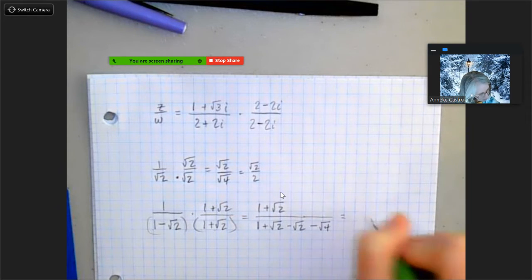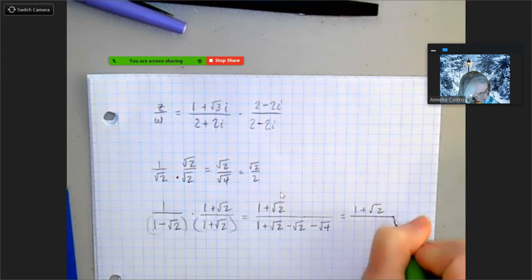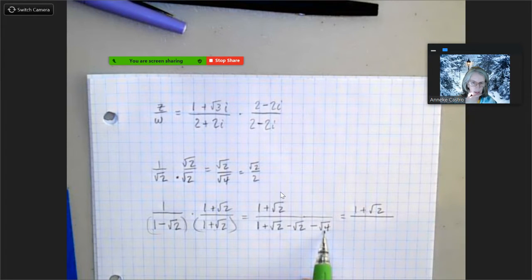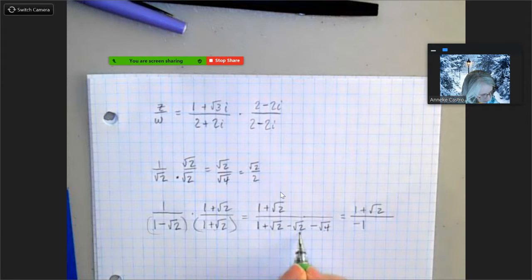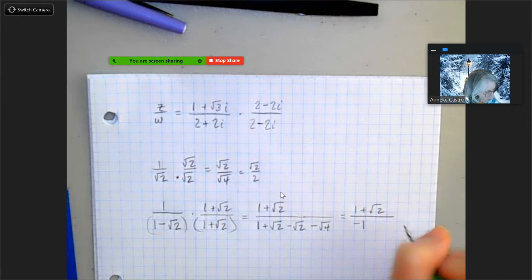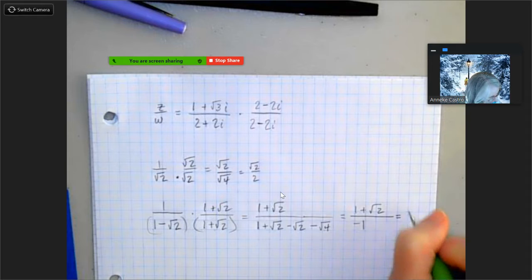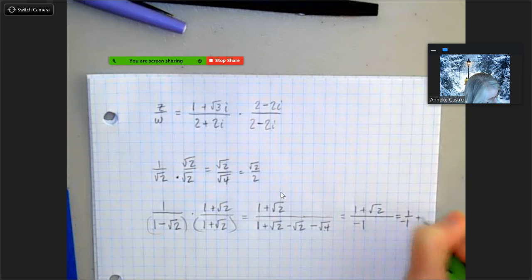And then we can simplify that. I have 1 plus the square root of 2. And on the bottom, the square root of 4 is just 2. So I'd have 1 minus 2, and 1 minus 2 is negative 1. And then the positive root 2 and the negative root 2 would cancel out. So I would be left with this. And then I can reduce this further. Since this is a 1, I can divide both of those by negative 1, or I can do it like this: 1 over negative 1 plus square root of 2 over negative 1, which just gives me negative 1 minus square root of 2.